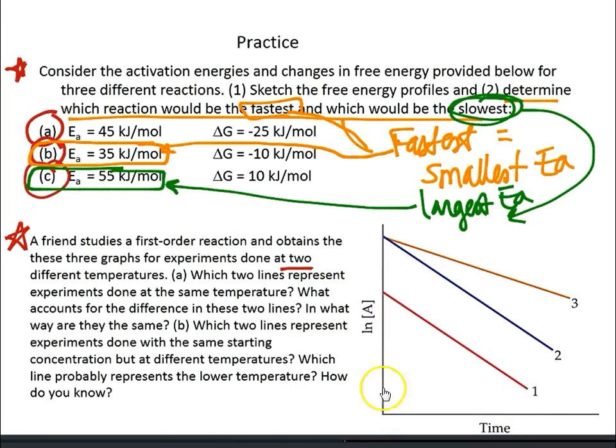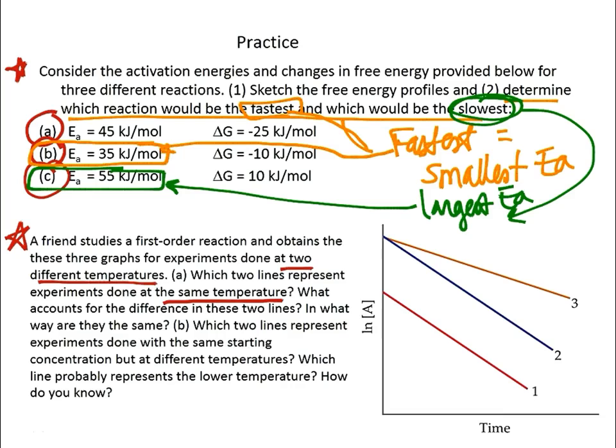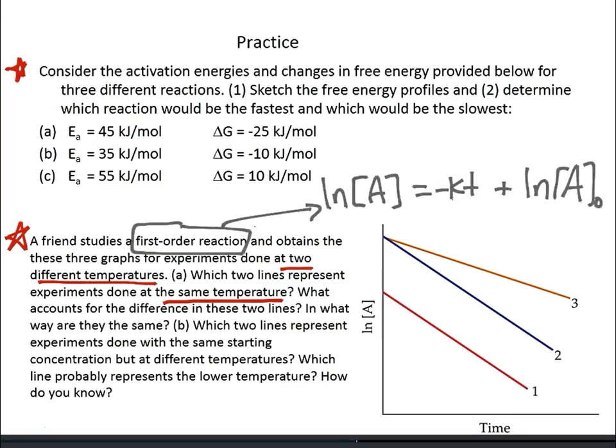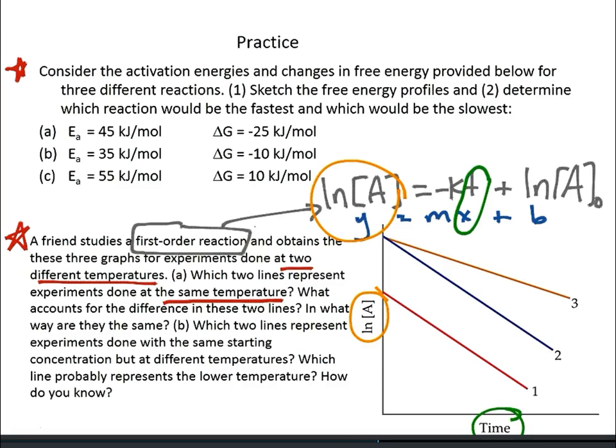And so remember the slope is related to the rate constant. Different temperatures are going to give you different rate constants. The same temperature is going to give you the same rate constant because it's the same reaction. Everything else is the same. So that means that we're looking at the slope. There it is right there.